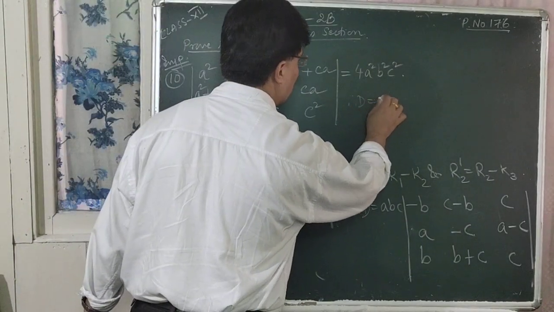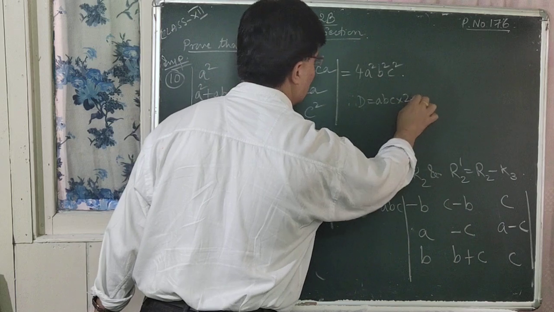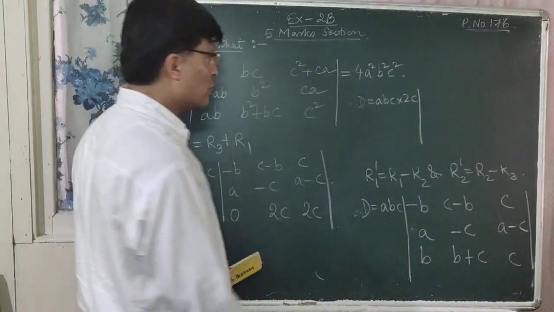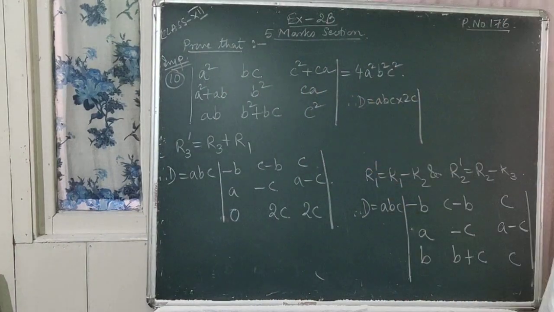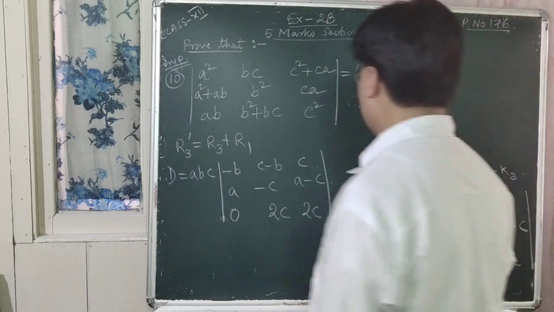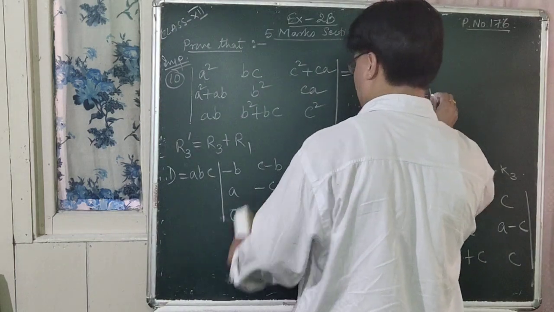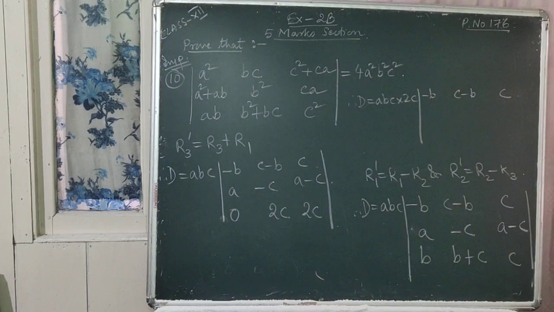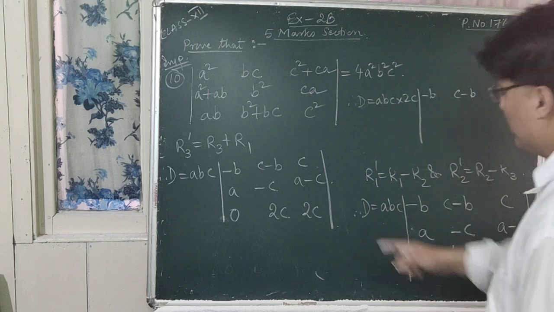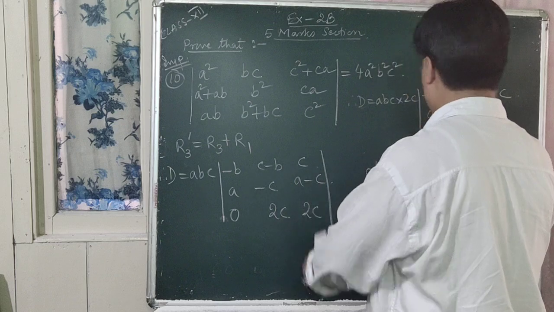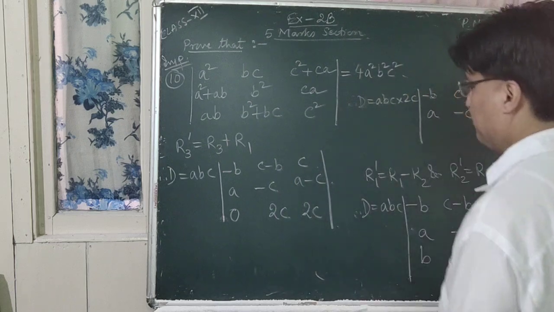Therefore D is equal to ABC into 2C, taken common from the third row now. So first row remains same. What is the first row here? Minus B, C minus B, C. Let us write down here. Minus B, C minus B, C. Again you have to write down the second row. Second row remains same. A minus C, A minus C.